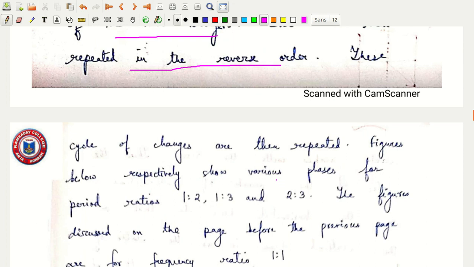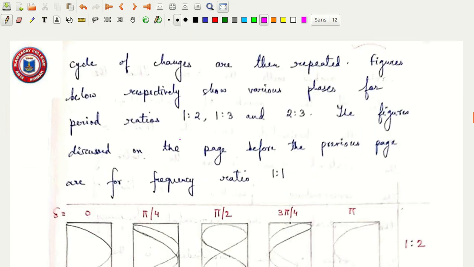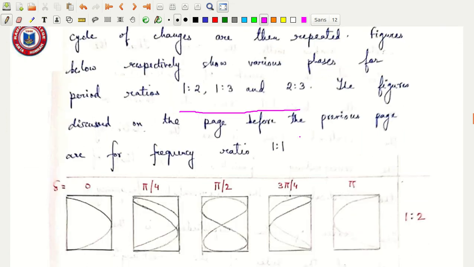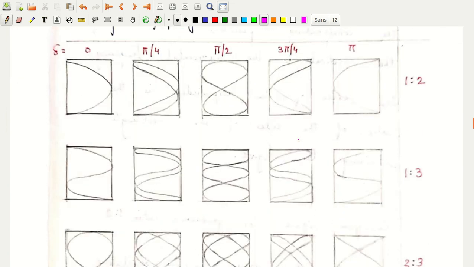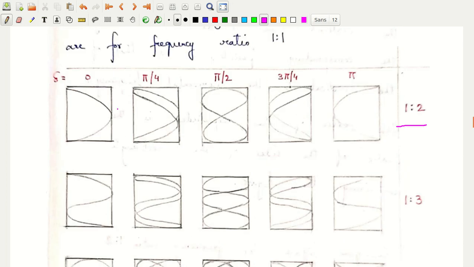So below we will see the pictorial representations when the ratios are 1:2, 1:3 and 2:3. And the 1:1 case we have already discussed in detail previously. These plots are a bit unclear, but you will get a clear version in the uploaded notes. Kindly check with that. So this is the pictorial representation of how the phase is changing as I am changing delta from 0 to pi by 4, then pi by 2, 3 pi by 4 and pi.